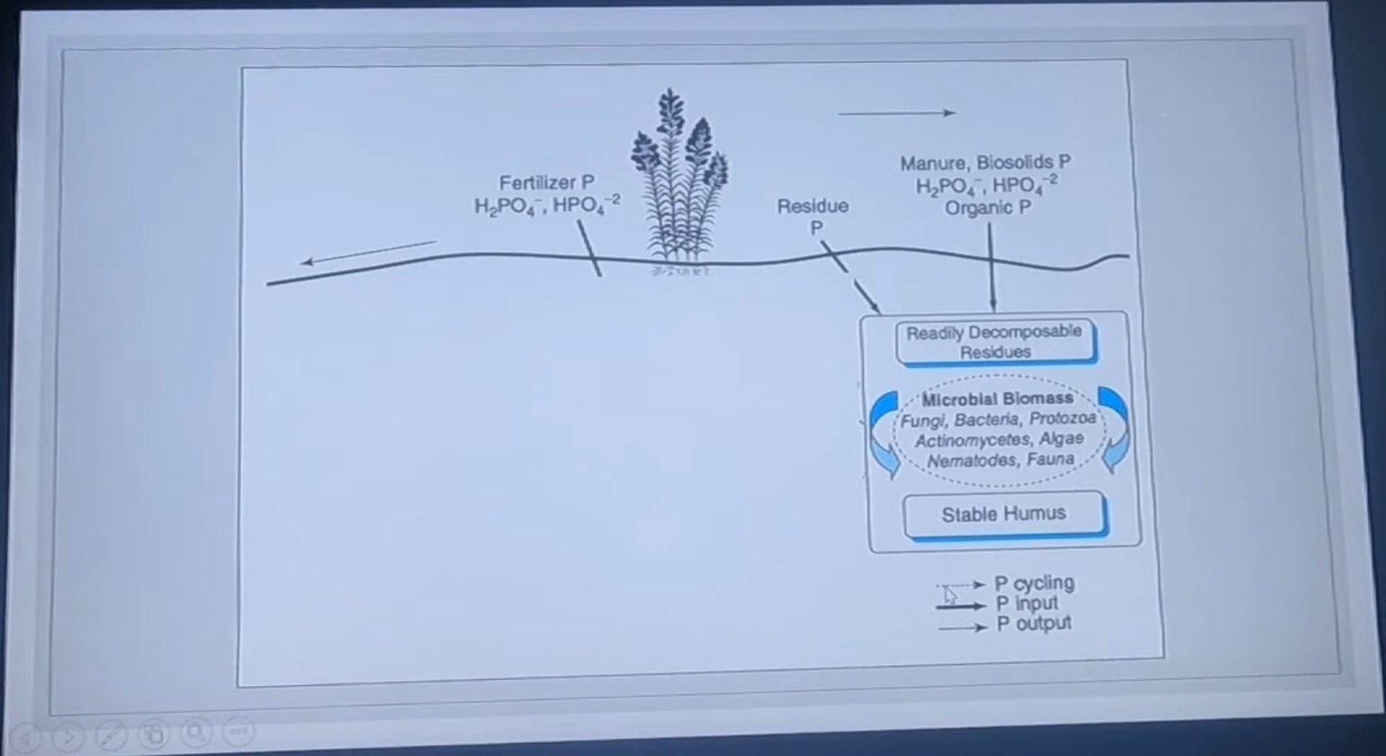All right, here we go with another P cycle. A little bit different than the other two that we had, because our only inputs are going to be from fertilizers and residues. So we don't have any atmospheric deposition. We don't have any outside sources bringing this in other than humans applying fertilizer, or maybe some biosolid, some bovine biosolid byproduct.